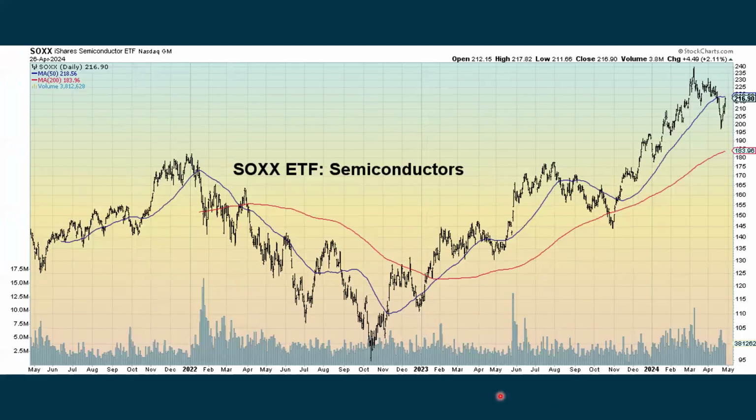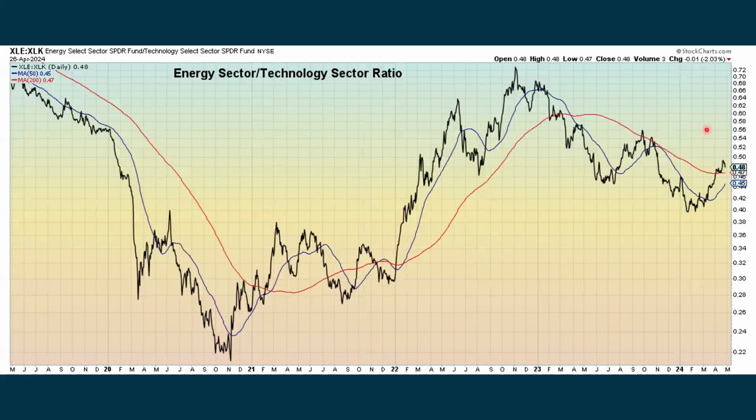Semiconductors are a stronger area in an uptrend. They fell below their 50-day moving average and are now trying to come back up to it. And then we look at the energy sector and compare it with the tech sector, showing that energy's been underperforming, but lately bouncing up.